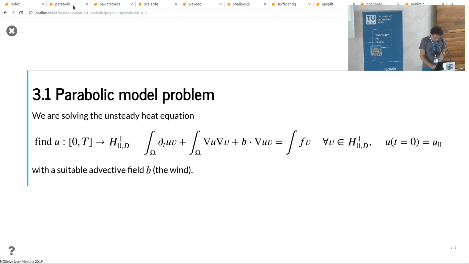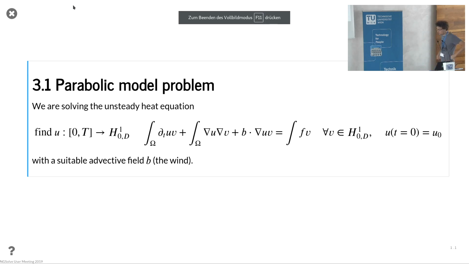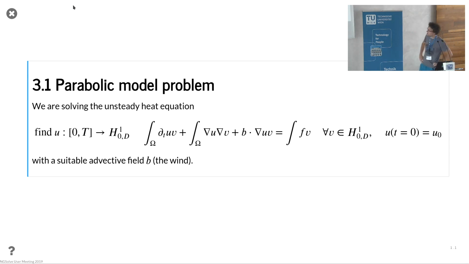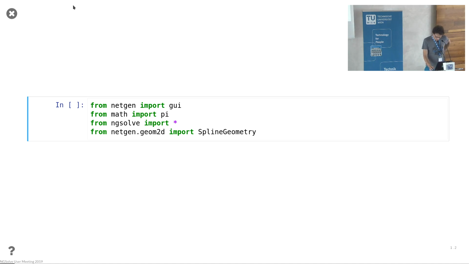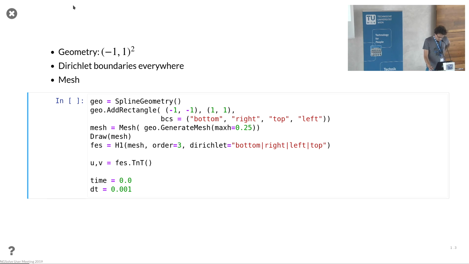Okay, let me start with a very simple problem, a parabolic model problem. So we have a convection-diffusion equation, time-dependent, on the domain omega, and we have a given wind velocity b. Okay, so the usual stuff: loading some libraries, setting up geometry, so the unit square with the labels that you all know: bottom, left, right, top.